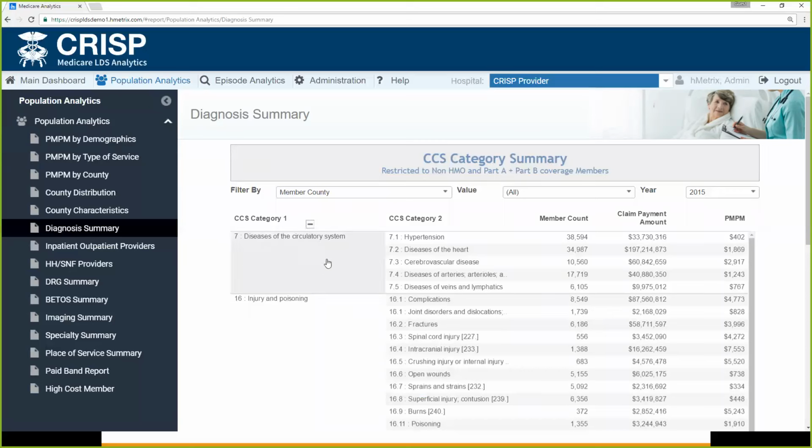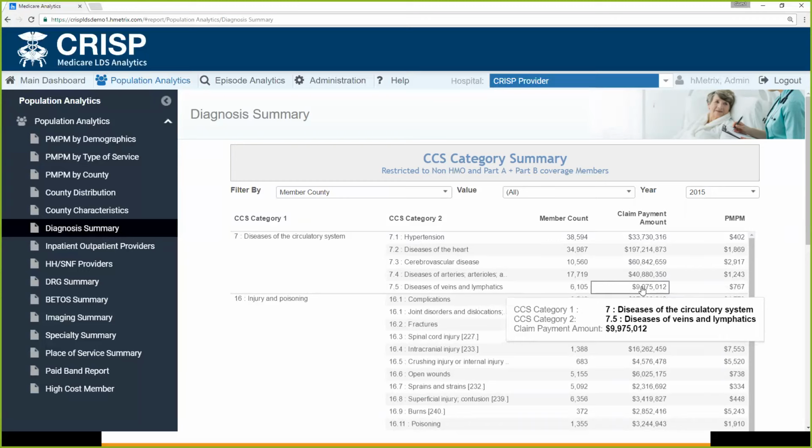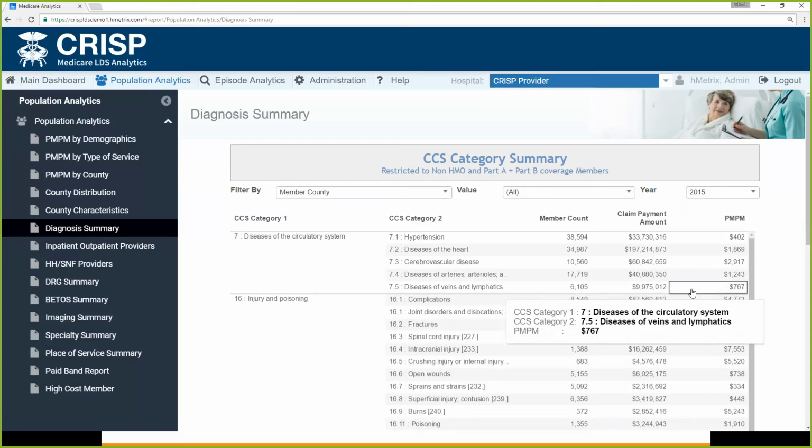So for instance, this category here is all the different diseases of the circulatory system, such as hypertension, different heart diseases, and so on. We give the member count for each of those different CCS categories, the total payment, and then again, the PMPM, so you can look at how costly they are per month.